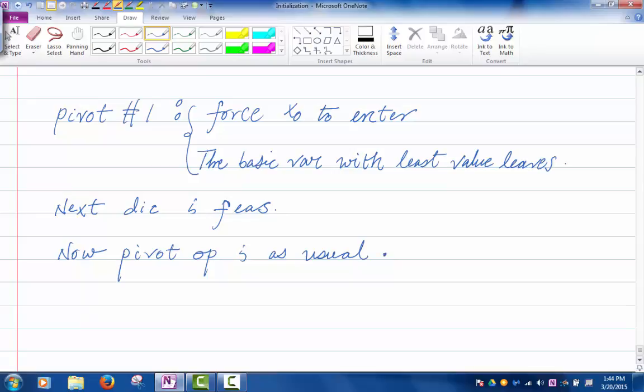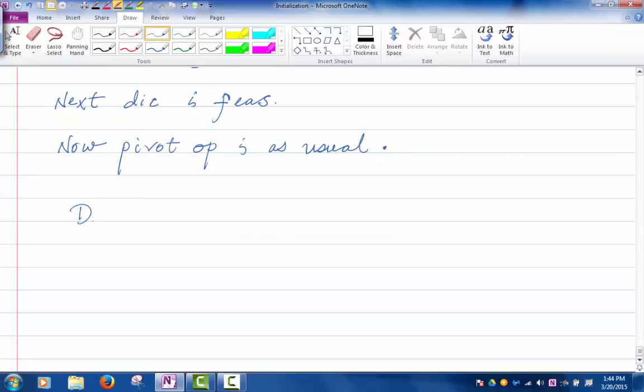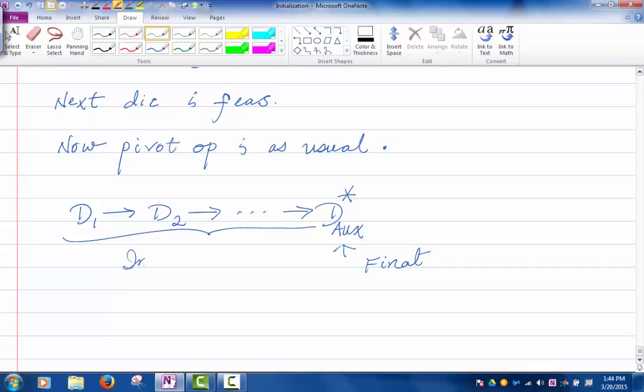Okay, so now the last step is, so you're going to do that, and then so we are talking about the auxiliary problem, and as you go through the dictionary, so let's say you have D1, D2, and then at some point you come to your final dictionary for the auxiliary problem. Okay, so let me say this is the DAUX star. So by that I mean this is the final dictionary for the auxiliary problem. So this is the initialization.